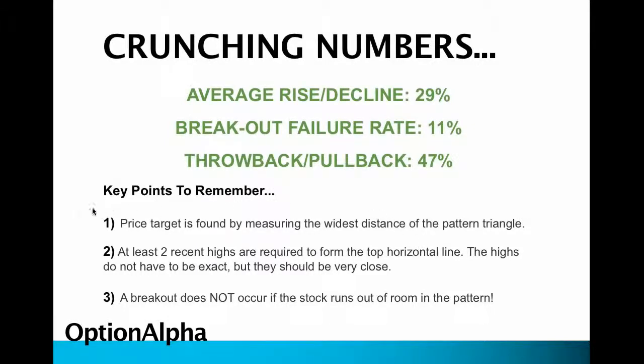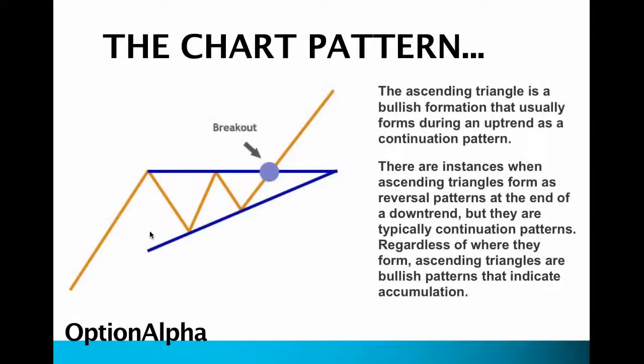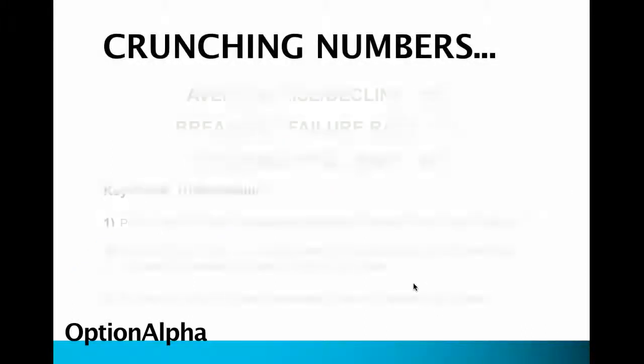Some keys to remember with the ascending triangle. First, the price target is found by measuring the widest distance of the pattern triangle. If we go back to the chart here, the widest distance would be the distance at the beginning of the ascending triangle. That is usually the length of the breakout. That's how much energy is left in the stock to rise higher.